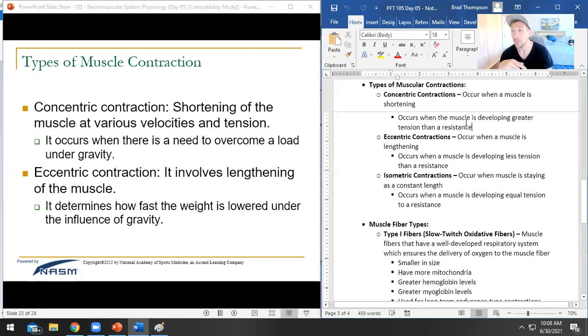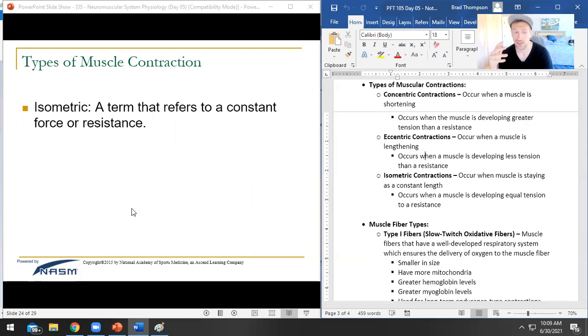The opposite of that is, what about relaxing your muscle down? That's going to be an eccentric muscle contraction. An eccentric contraction occurs when your muscle is lengthening. When your muscle is developing less tension than whatever resistive force you've got, that's an eccentric, like when you're setting the weight back down. And then isometric is a term that describes constant tension.